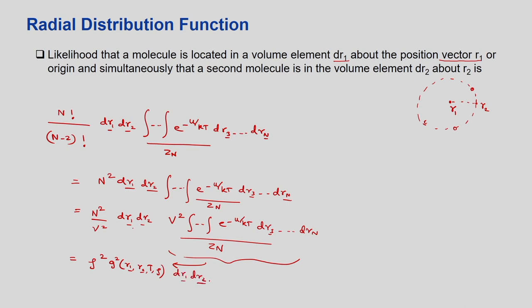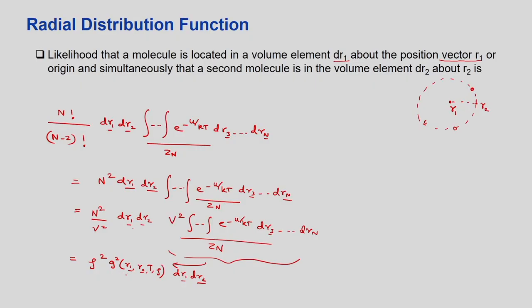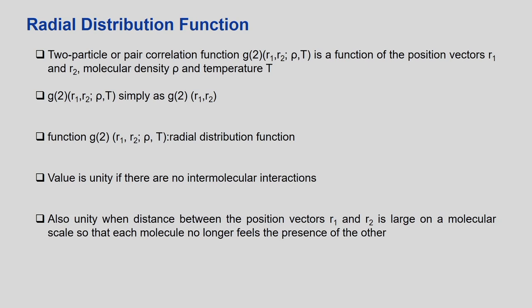So the likelihood that a molecule is located in a volume element dr1 about the position r1 and simultaneously the second molecule is in the volume element dr2 is this. It means you need to have rho square, that is the bulk density of the system of interest, multiplied by the radial distribution function and the elemental volume. That is what it implies. This is sometimes called a two particle or pair correlation function. g2(r1, r2, rho, T) is a function of the position vectors r1 and r2 for the two atoms, the molecular or bulk density, and temperature. Sometimes this is also written simply as g2(r1, r2).